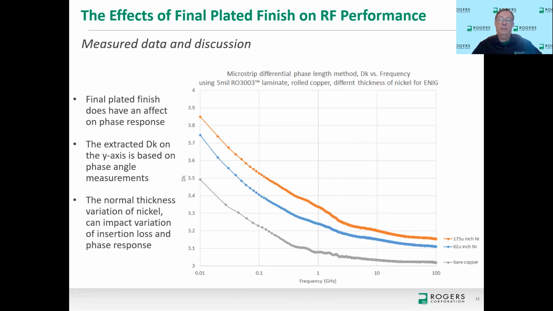And this is out at, let's say, 77 gigahertz, which is where this material is used a heck of a lot for automotive radar. And at that frequency, I do see about a 0.1 difference in the extracted DK at 77 gigahertz between bare copper and ENIG. But the difference between the thin nickel and the thick nickel is also a pretty good difference. It's about 0.05 difference in dielectric constant. And again, at that high frequency and with some of these applications that are very sensitive to DK shift or phase shift, that can be something that's pretty important.